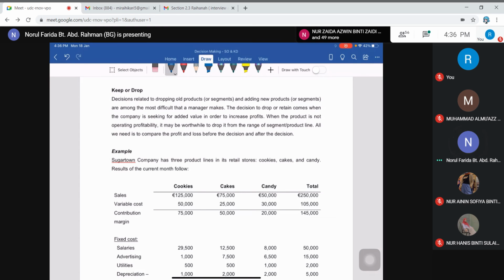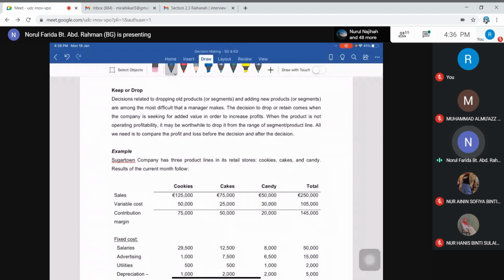Okay, so decision ni sama ada you nak drop, the decision to drop or retain adalah keep, comes when the company is seeking for added value in order to increase profit. Keep or drop biasanya berlaku bila you ada segment ataupun produk ataupun department yang mengeluarkan beberapa jenis produk. Okay, and one of the product itu tak untung. Okay, contohnya you ada 4 produk A, B, C, D, produk A itu tak untung, dia loss.